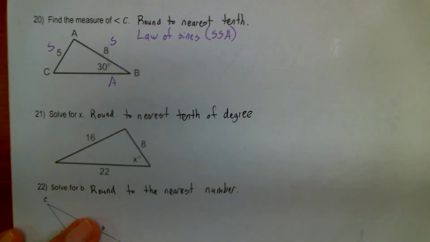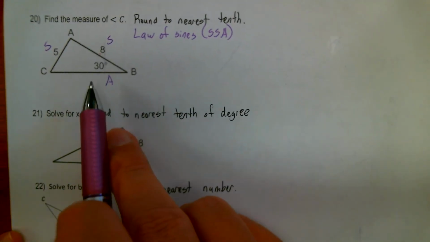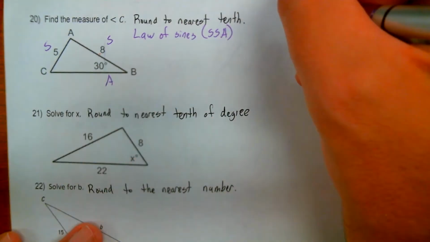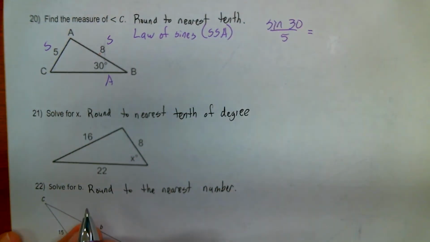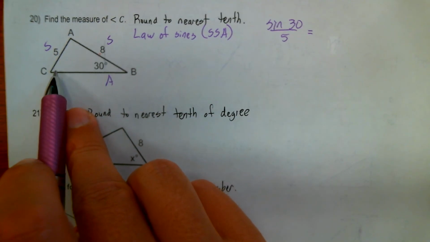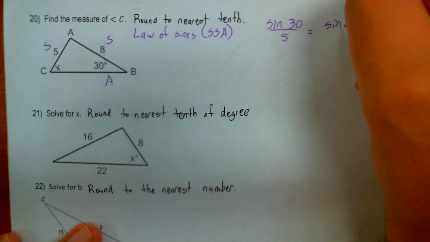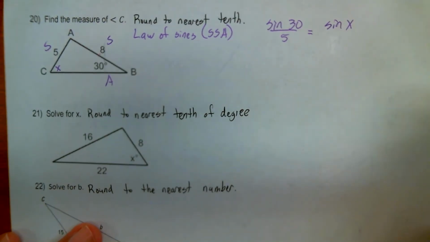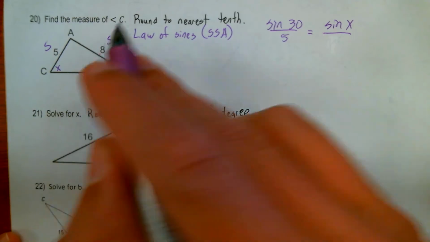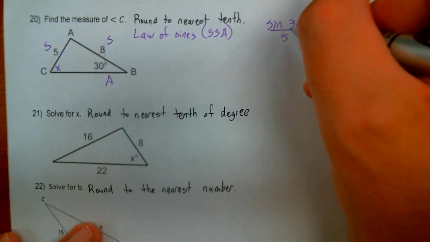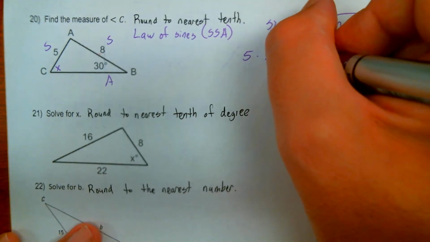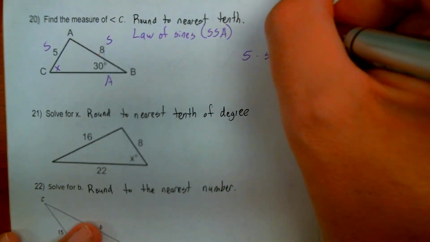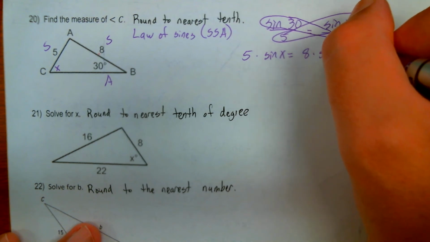SSA. So I can set up my proportion. I can say the sine of 30 degrees over its opposite side, sine of 30 over 5, is equal to the sine of the angle in question. I'll put an x right there. So equals the sine of x, or the sine of C, doesn't really matter, over its opposite side, which is 8. Cross multiply, I get 5 sine of x is equal to 8 times the sine of 30.